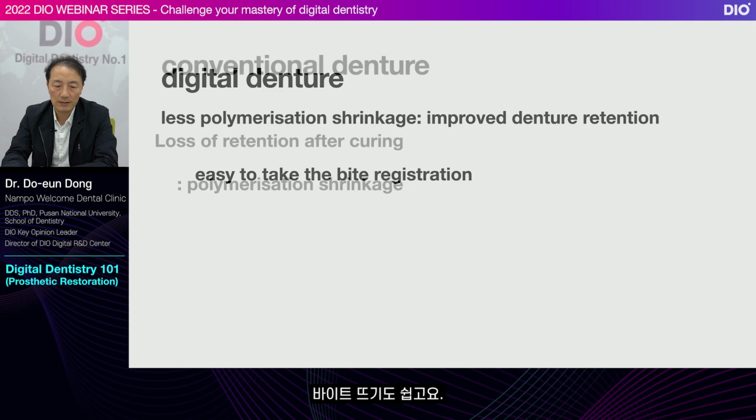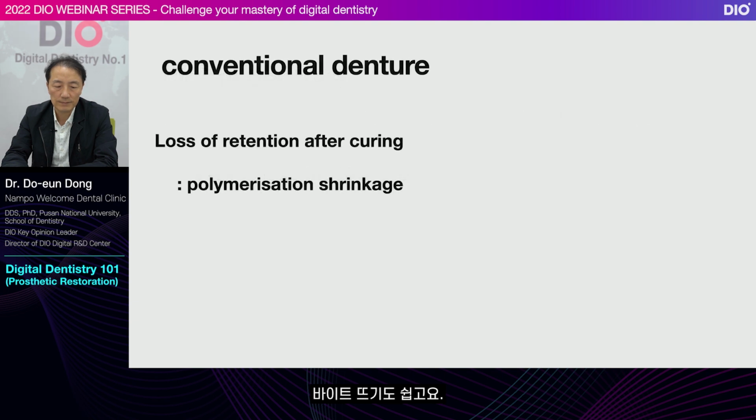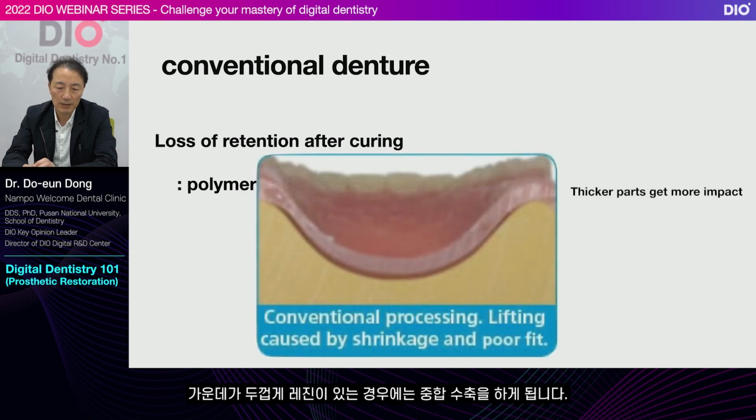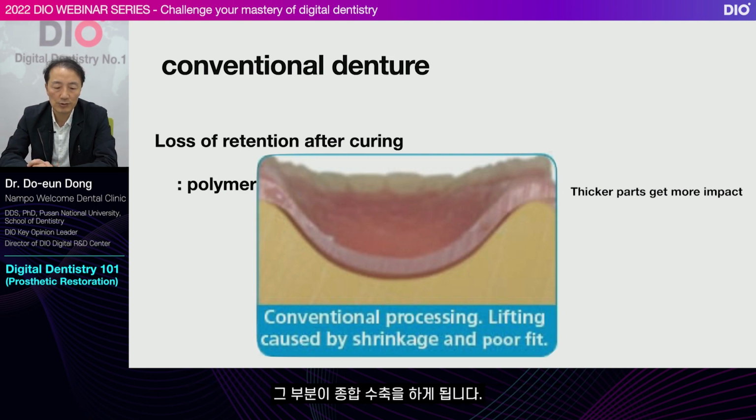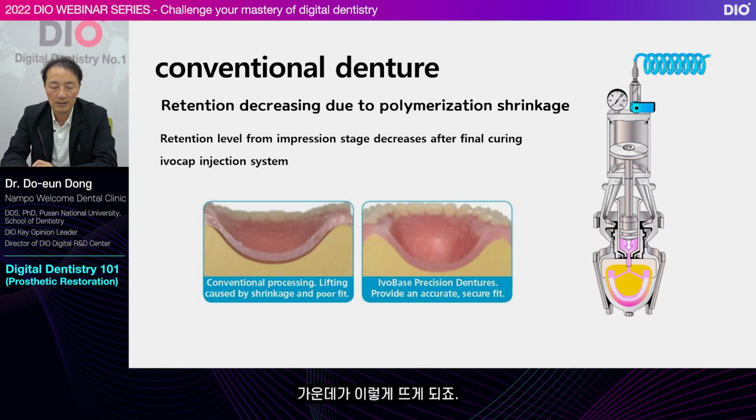It's easy to make the bite impression, too. The impression fits well, but why does it not fit after curing? It's because of polymerization shrinkage. When a denture is cured, if there is thick resin in the middle, it undergoes polymerization shrinkage. That section goes through polymerization shrinkage. So when you cure it in the normal process, the middle section lifts like this.